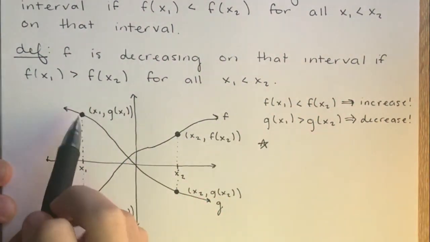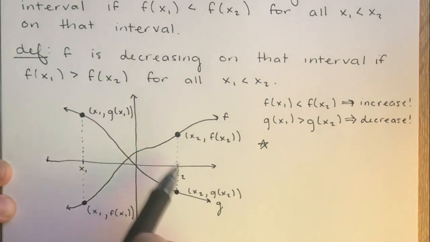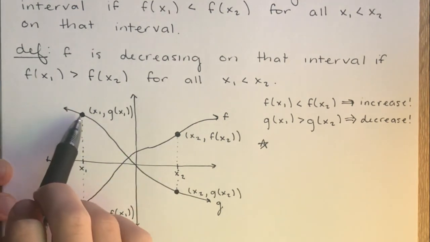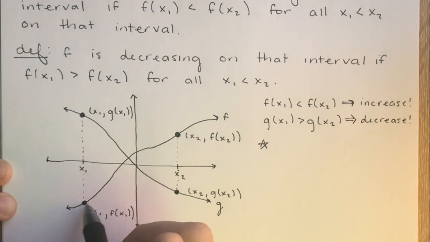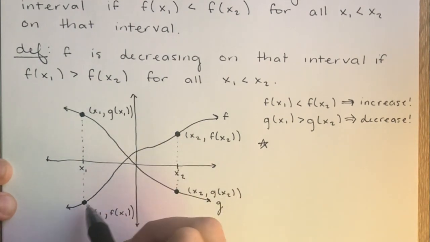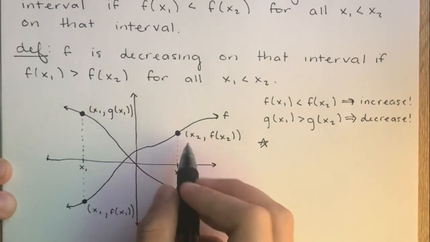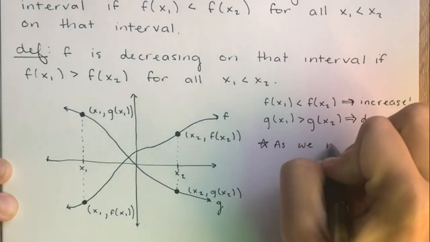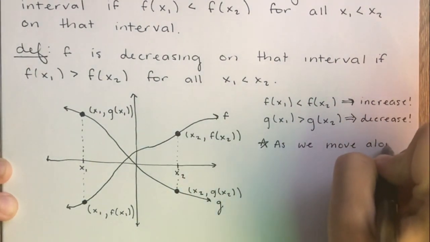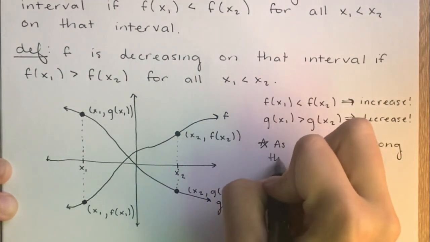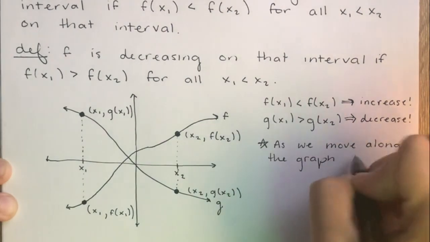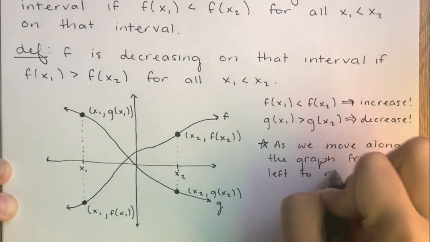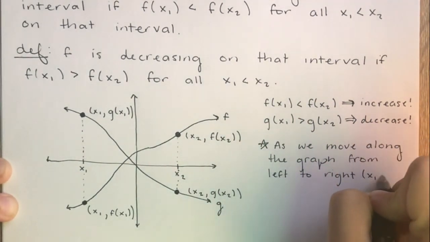Well, what's going on here? For both of these, we're talking about this x1 and this x2, where x1 is less than x2. X1 being less than x2 just means that we're moving from left to right along the graph, correct? We are looking at what's going on as our x values are getting bigger. So as we move along the graph from left to right, again, that's the x1 is less than x2.